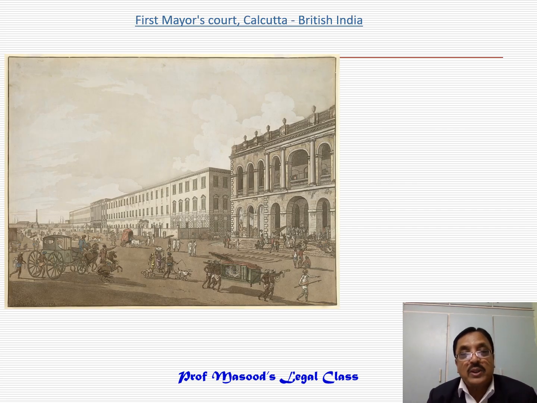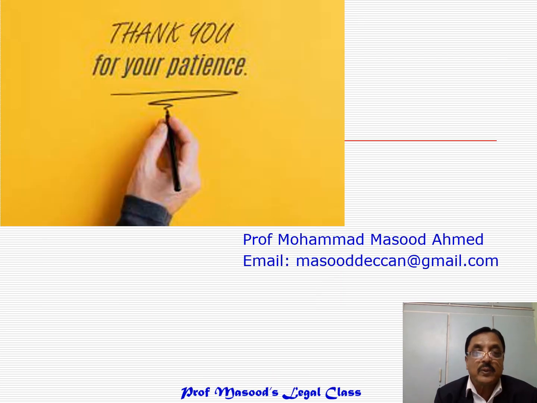And one of the photos, this is the sketch available because it is about the 18th century. This is the first mayor's court in Calcutta. It is British India at that time. So it is a sketch. It is available, and it is visible how the court was there and what the background was at that time in the 18th century.